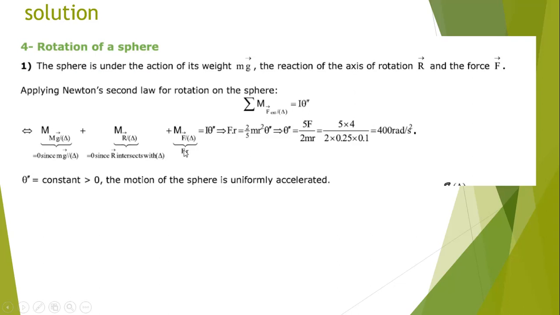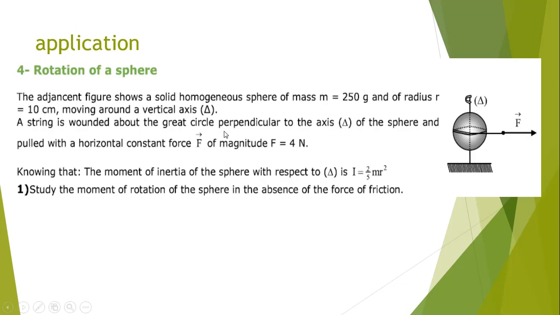So we have to calculate only the moment of the force coming from the string, equal to I times theta double prime. Returning to the figure, this force is tangent to the sphere. So if we determine the lever arm relative to this force, we find that the distance separating the axis of rotation and the line of action of the force is exactly the radius of this sphere.